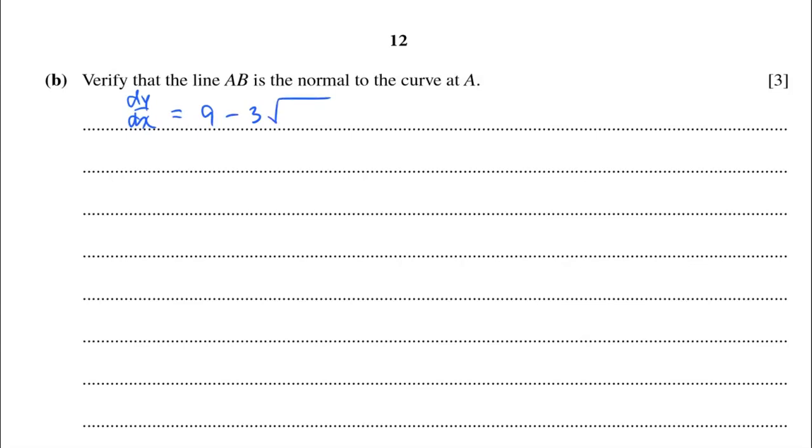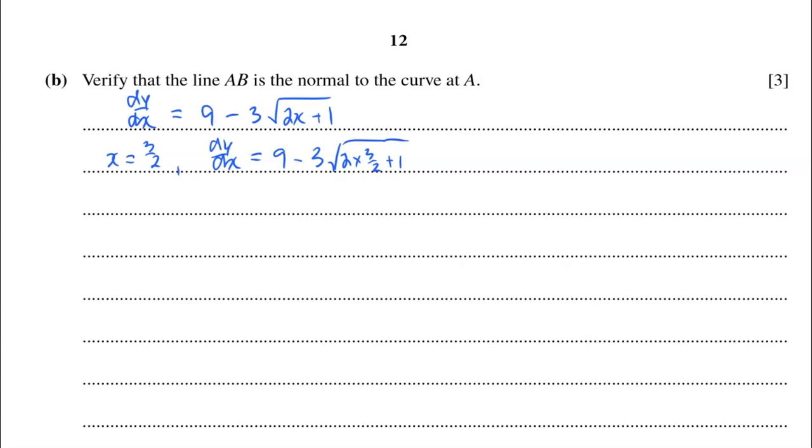And the square root of 2x plus 1. All right, so at A, the x value is 1.5, which is 3 on 2. So x is 3 on 2, which tells me the gradient at A is going to be 9 minus 3 square root of 2 times 3 on 2 plus 1.